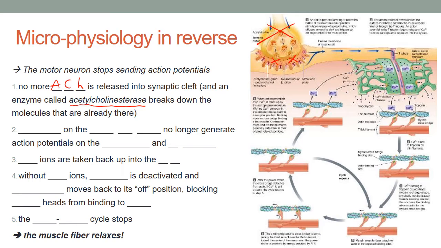If there's no acetylcholine, then the receptors on the motor end plate are no longer going to generate action potentials on the sarcolemma or down the T tubules.